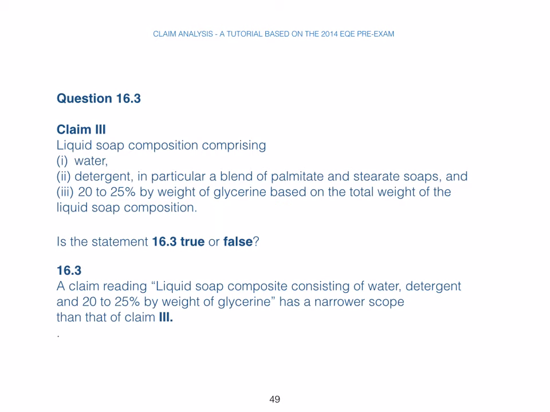Claim 3 is written in separate paragraph, subparagraph format, and statement 16.3 is written as a single sentence claim. You have to ascertain whether changing the format of the claim would also change the claim scope. Does it have a narrower claim scope if you use the word consisting, true or false?